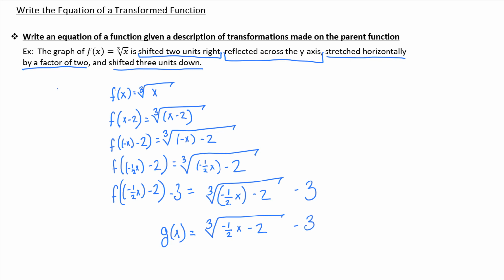And if you wanted to check if this was right, you could start off with a key point from your original function, f of x. For example, the point 1, 1 is a key point. Then you could apply each of these transformations to that point. At the end of the day, whatever ordered pair you got, if you plugged its x value back in, you should get the corresponding y value back. And that's how you know you did the correct equation.